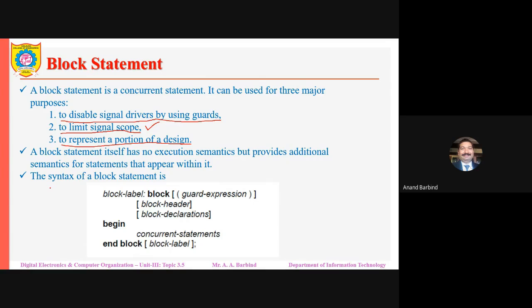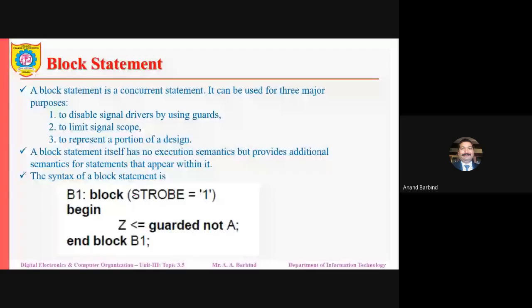So this is the syntax of the block statement. This is one block. The block is, probe is equal to 1, then this is the begin and end of that particular block, and here you define the signal assignment statement in the block, that is Z is assigned guarded not A. So this is what is assigned to Z, and you are making a block with that particular statement.